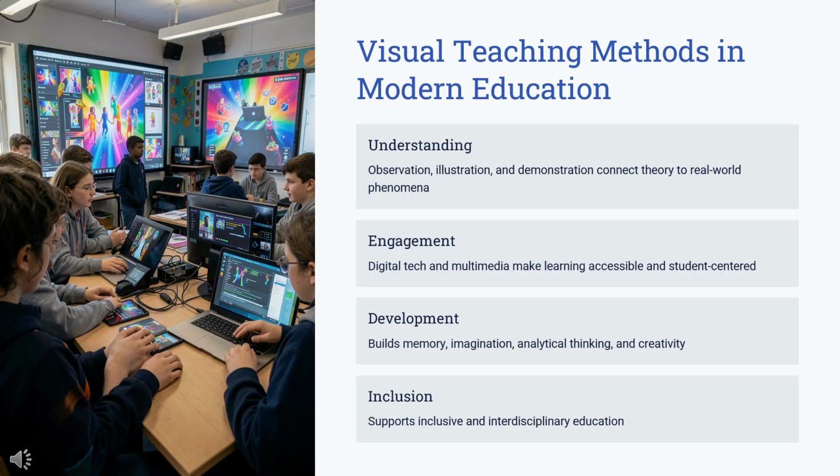This concluding thematic slide summarizes the educational value of visual teaching methods in four directions: understanding, engagement, development, and inclusion. Observation, illustration, and demonstration connect theory with real-world phenomena. Digital technologies and multimedia increase engagement and support student-centered learning. Visual methods also develop memory, imagination, analytical thinking, and creativity. Finally, they strengthen inclusive and interdisciplinary education. Taken together, these functions show that visual methods are not supplementary in a narrow sense. Rather, they are a major pedagogical resource for modern education.